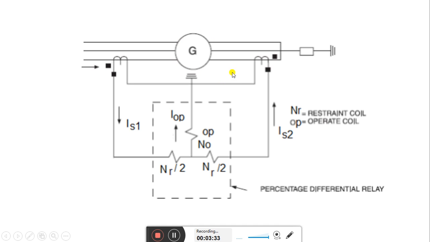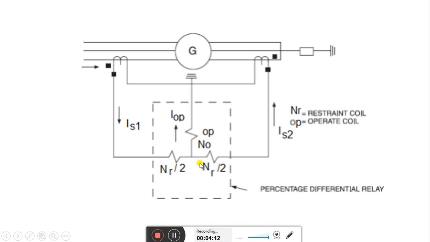It means if the fault is internal, that is inside this zone, then the relay should operate, and if the fault is external, then the relay should not operate. Because of the unnecessary operation of the differential relay when there was an external fault, we have put here a restraining coil. So what are the coils? Let us see. This is the operating coil. IOP stands for the operating coil current, and NO is the number of turns of the operating coil. This is the restraining coil.